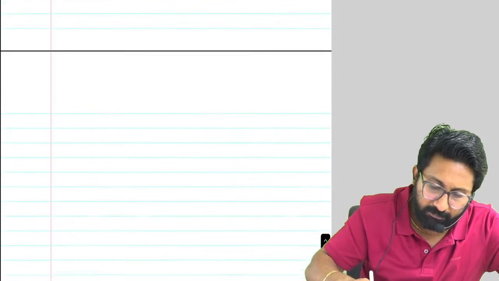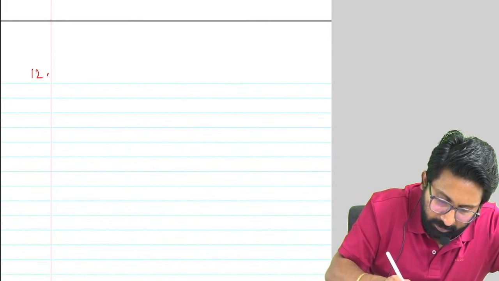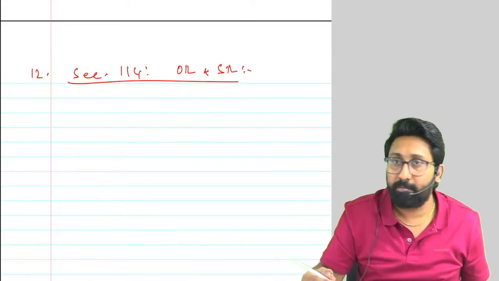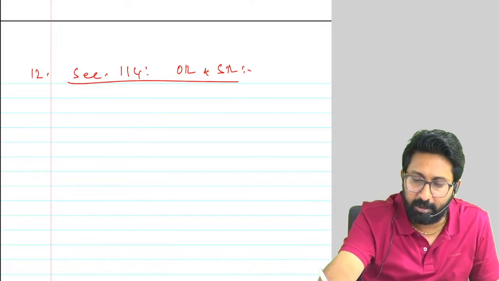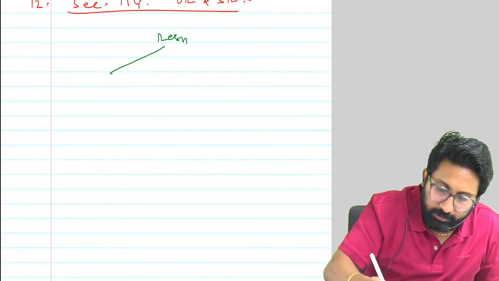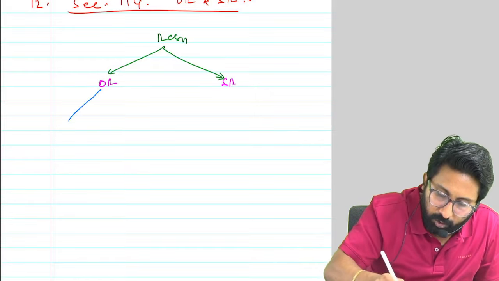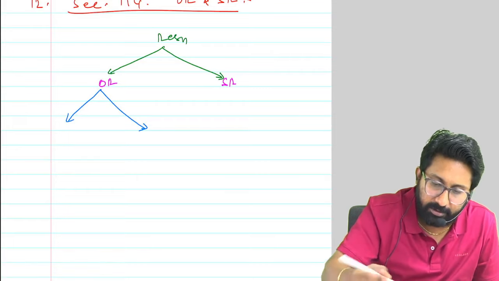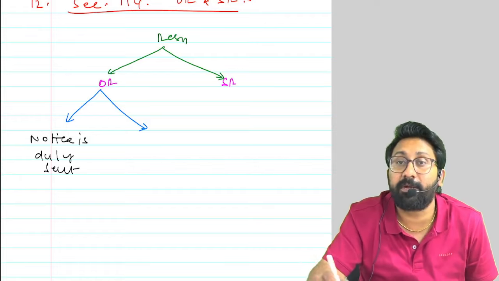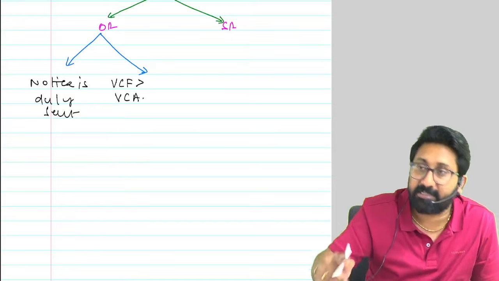Let's write down Section number 114, ordinary resolution and special resolution. Resolution has two branches: ordinary resolution and special resolution. Two conditions you have to satisfy to make it an ordinary resolution. Number one, notice is duly sent. Means how many days before the meeting? 21 clear days before the meeting. Next, votes cast in favor must be more than votes cast against. That's all, over.